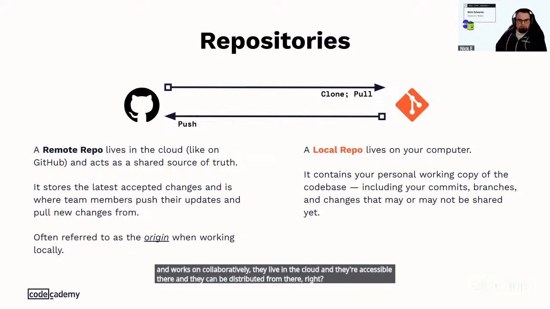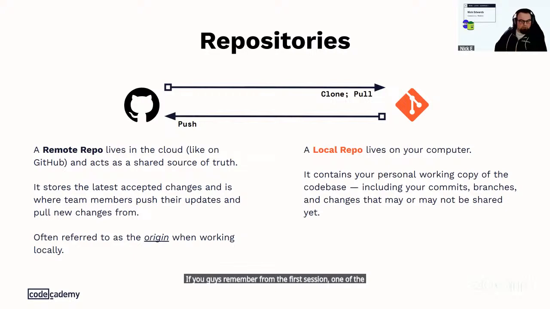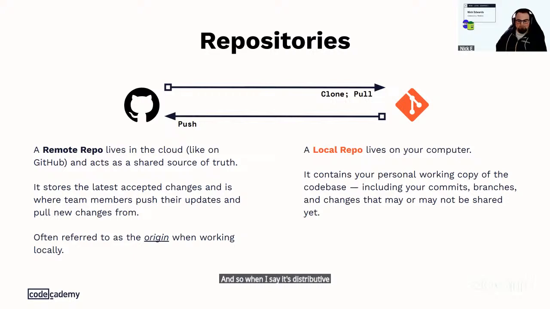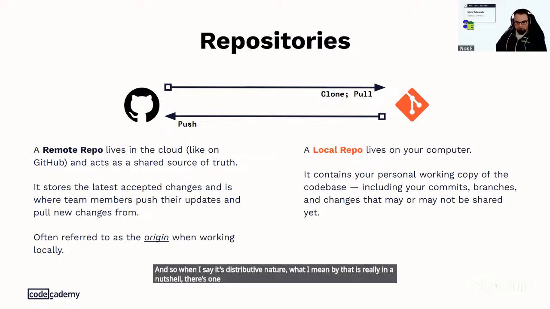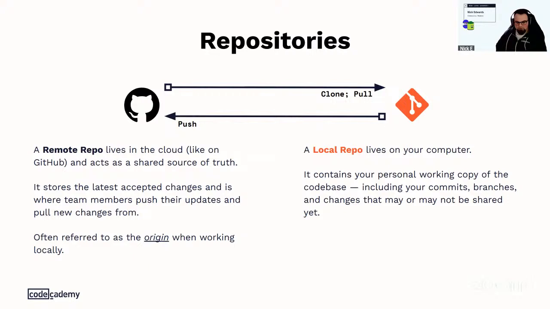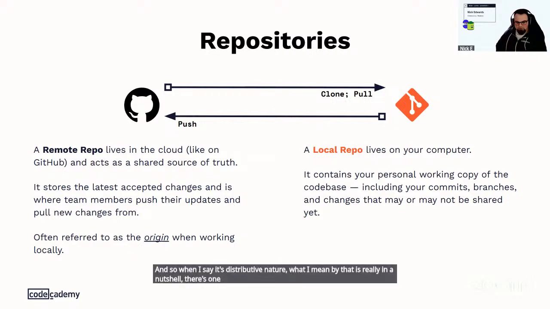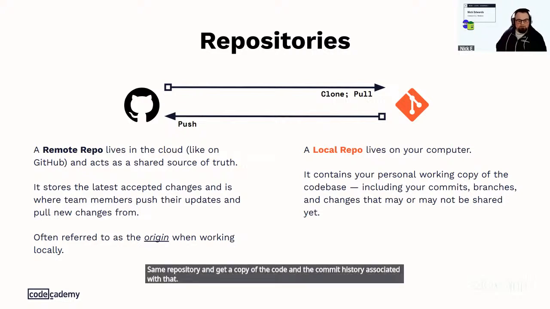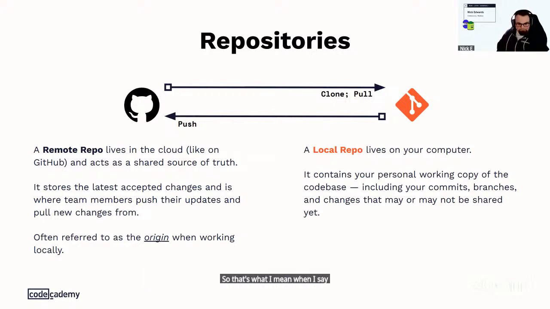If you guys remember from the first session, one of the big things about Git was its distributive nature. And so when I say its distributive nature, what I mean by that is, really in a nutshell, there's one same repository and you get a copy of the code and the commit history associated with it. So that's what I mean when I say Git's distributive nature. Having a remote repo in GitHub really amplifies that, if you will.